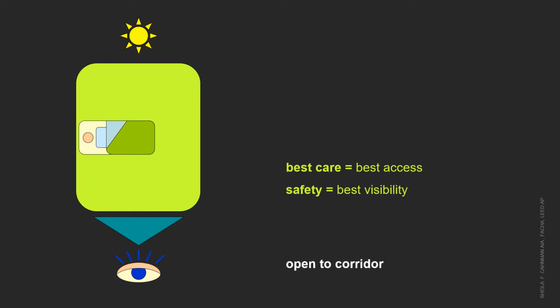So now let's look at the configuration itself of the patient room and the different types of patient room configurations that we can consider. If we looked at what is the best configuration for clinical care, we would say that if we could have the best access off the corridor so staff could get to the patient more quickly and have a lot of visibility of the patient, that would be the best care and bring about the safest situation.